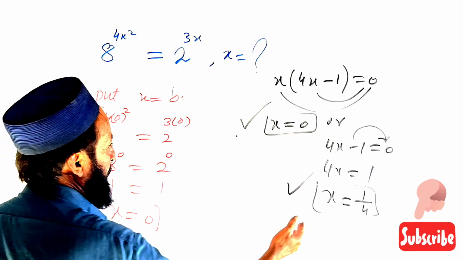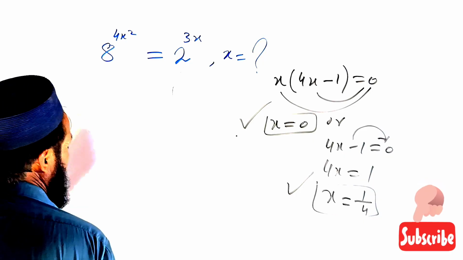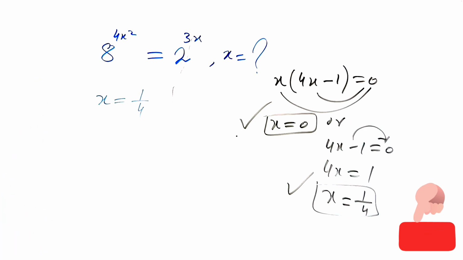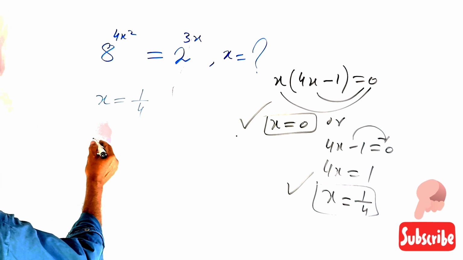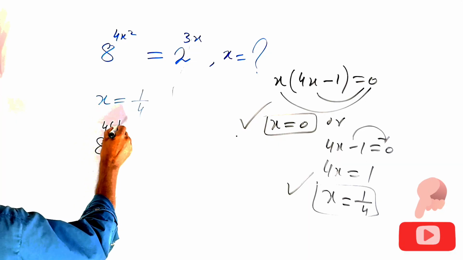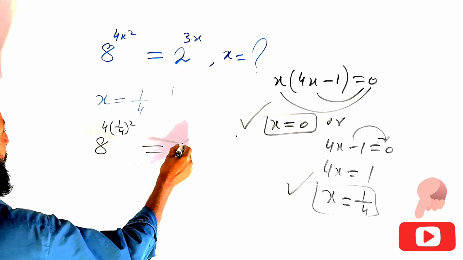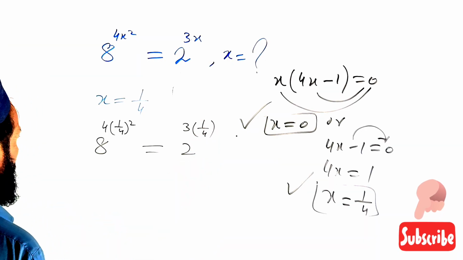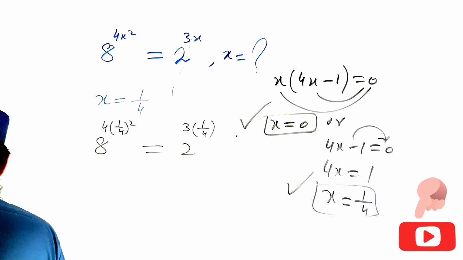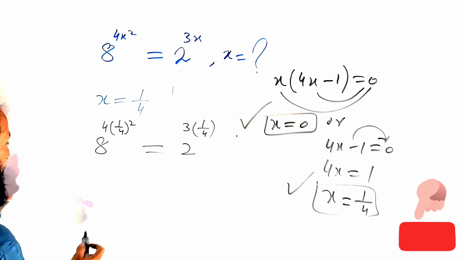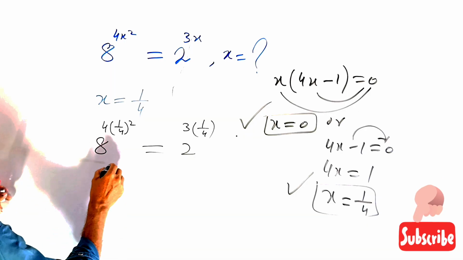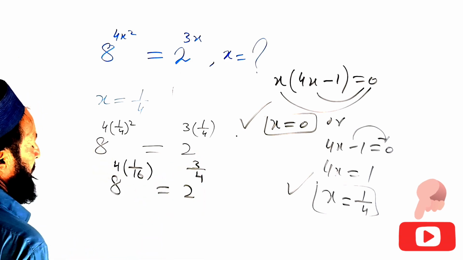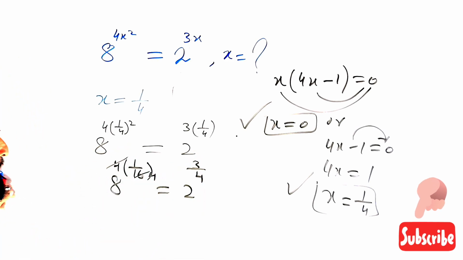Similarly, we check x is equal to 1 by 4. So what will happen here? In the place of x, 8 exponent of 4 into 1 by 4 square is equal to 2 exponent of 3 into 1 by 4. Now we can simplify this term further. The result becomes 8 exponent of 4 into 1 by 16 is equal to 2 exponent of 3 by 4. Now the 4s cancel each other, leaving 1 by 4.